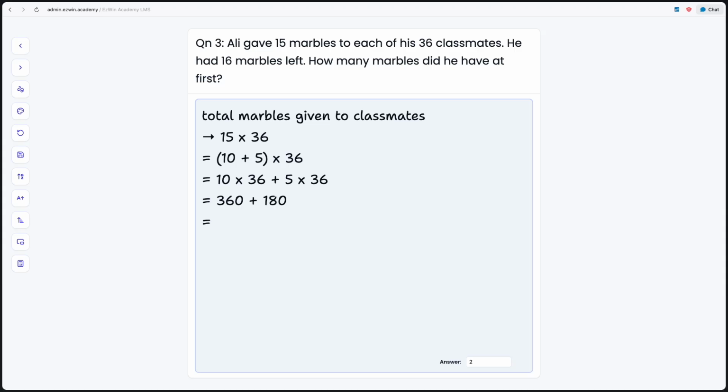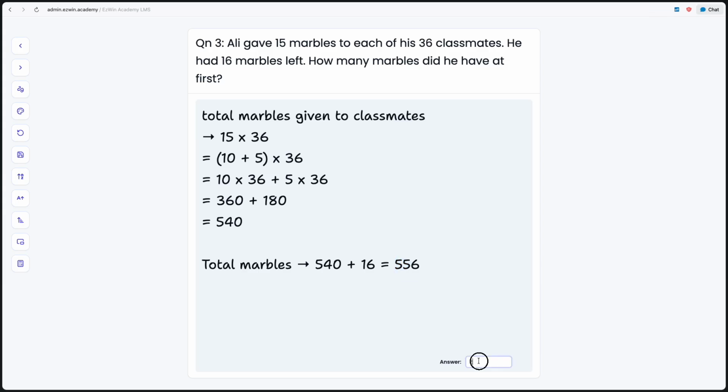And then from here, we can get 180 plus 360 is equal to 540. So the total marbles he has is basically 540 plus 16, equal to 556. Okay, so there you go. The answer to this is 556. All right, let's move on to the next question.